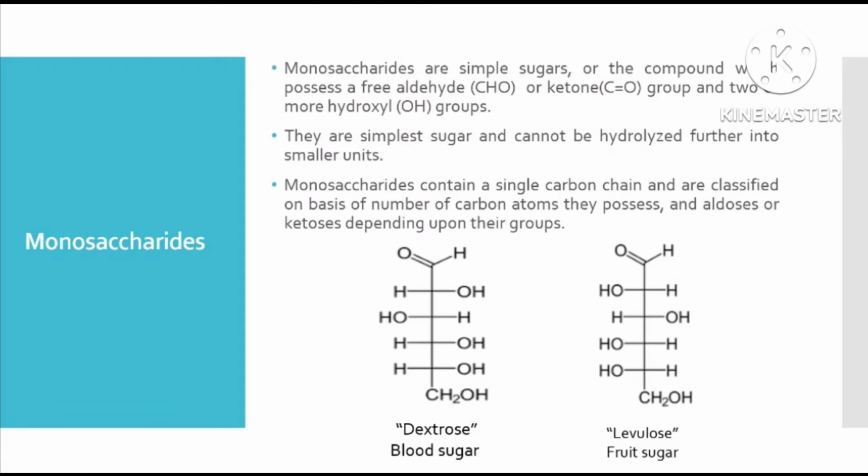Monosaccharides are simple sugars, compounds which possess a free aldehyde or ketone group and two or more hydroxyl groups. They are the simplest sugars and cannot be hydrolyzed further into smaller units. Monosaccharides contain a single carbon chain and are classified on the basis of the number of carbon atoms they possess, and as aldoses or ketoses depending upon their groups. Two examples are dextrose and levulose. The first is blood sugar and the second is fructose sugar.